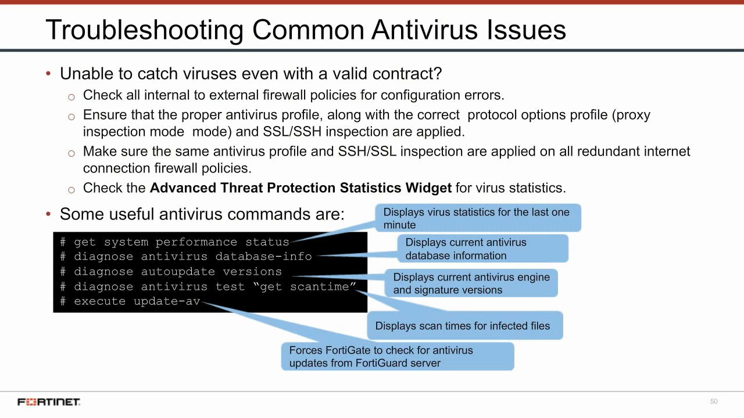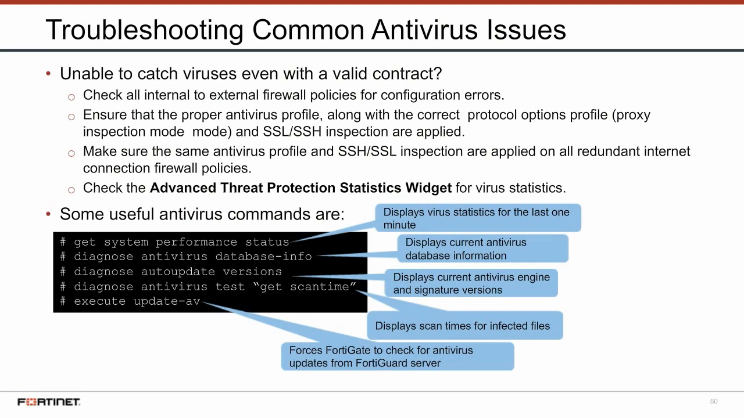What if you have a valid contract and updated database and you are still having issues catching viruses? Start troubleshooting for basic configuration errors. Most of the time, issues are caused by misconfiguration on the device. Make sure that the correct antivirus profile is applied on the right firewall policy. Make sure that you are using the same antivirus profile and SSL SSH inspection on all internet connection firewall policies. Add and use the Advanced Threat Protection Statistics widget to get the latest virus statistics from the unit.